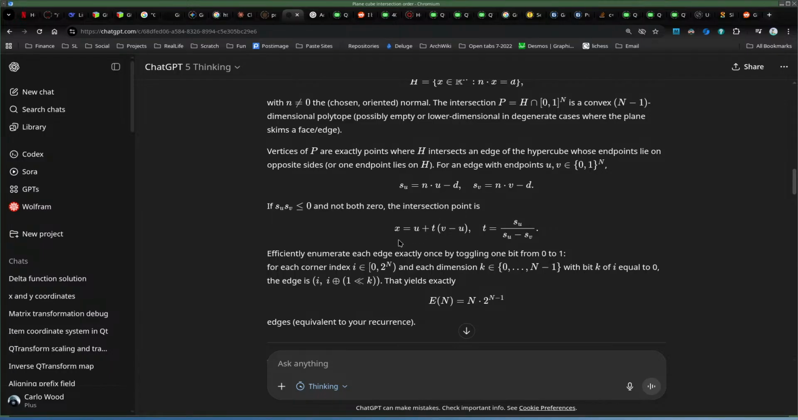The intersection point is, okay. Efficiently enumerate each edge exactly once by toggling one bit from 0 to 1 for each corner index I from 0 to 2 to the power n, and each dimension k with bit k of I equal to 0.